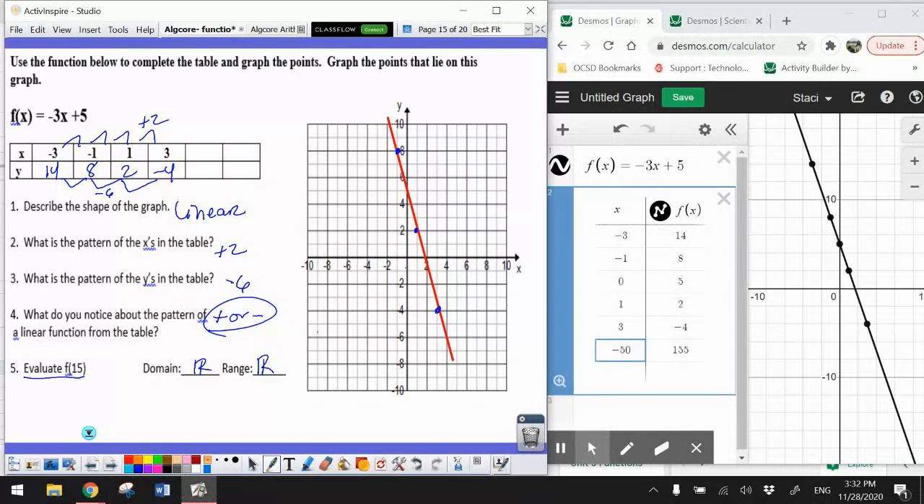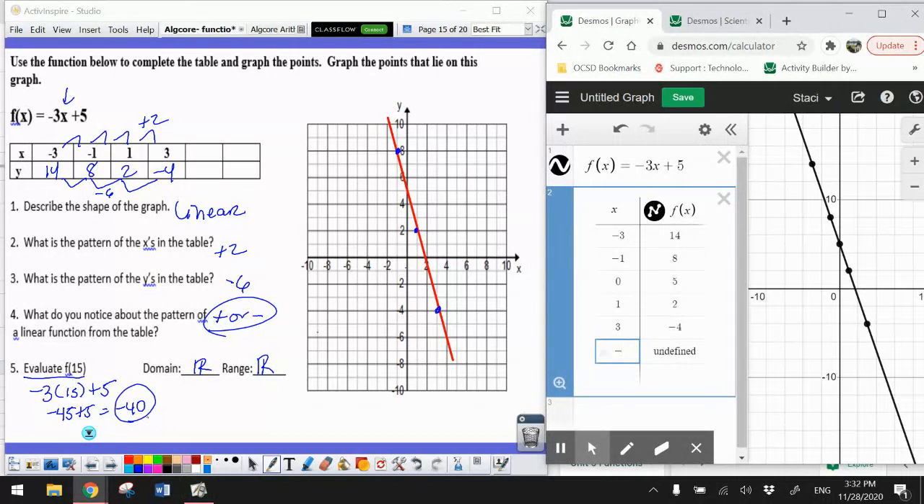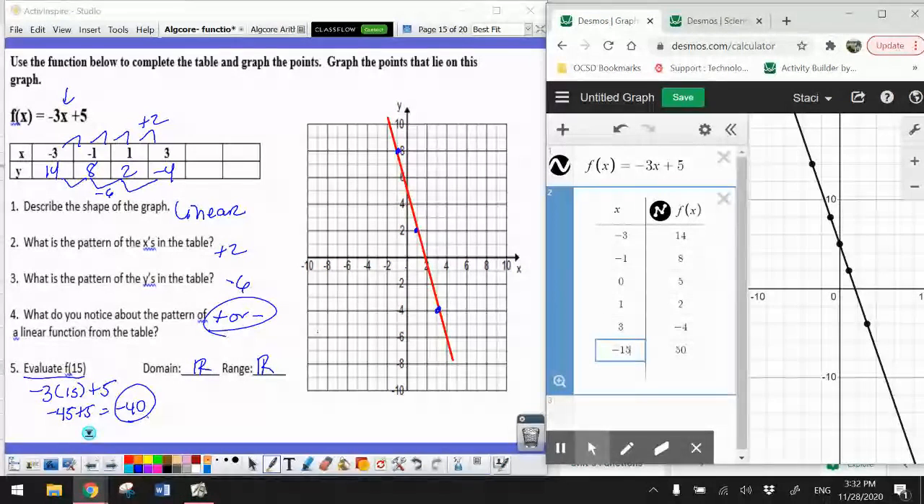Okay, how do I figure out f of 15? Well, remember, that is just substitution. So I'm substituting in for the x. So negative 3 times 15, that's negative 45, plus 5, oh, that's negative 40. Let's check our work. Let's change this value to negative 15. And that is 50. Let's change it to a positive 15, which is what I need. And that is negative 40.